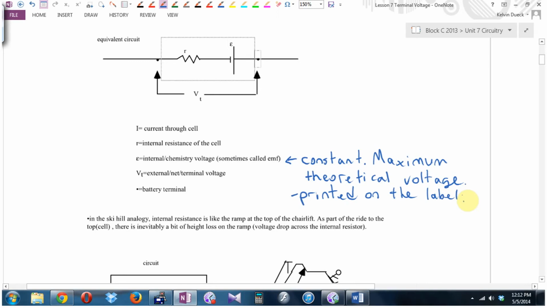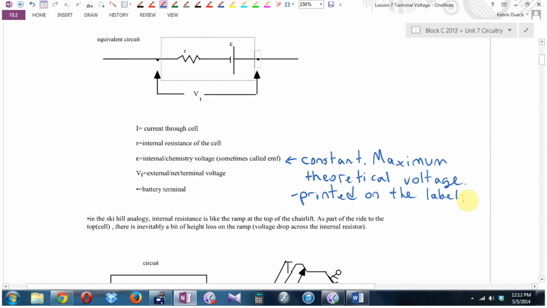What's the EMF of this, Cliff? Here's the battery. Grab it. Read it. What's its EMF? It's printed on the label. Find the voltage. 1.5 volts. Okay?